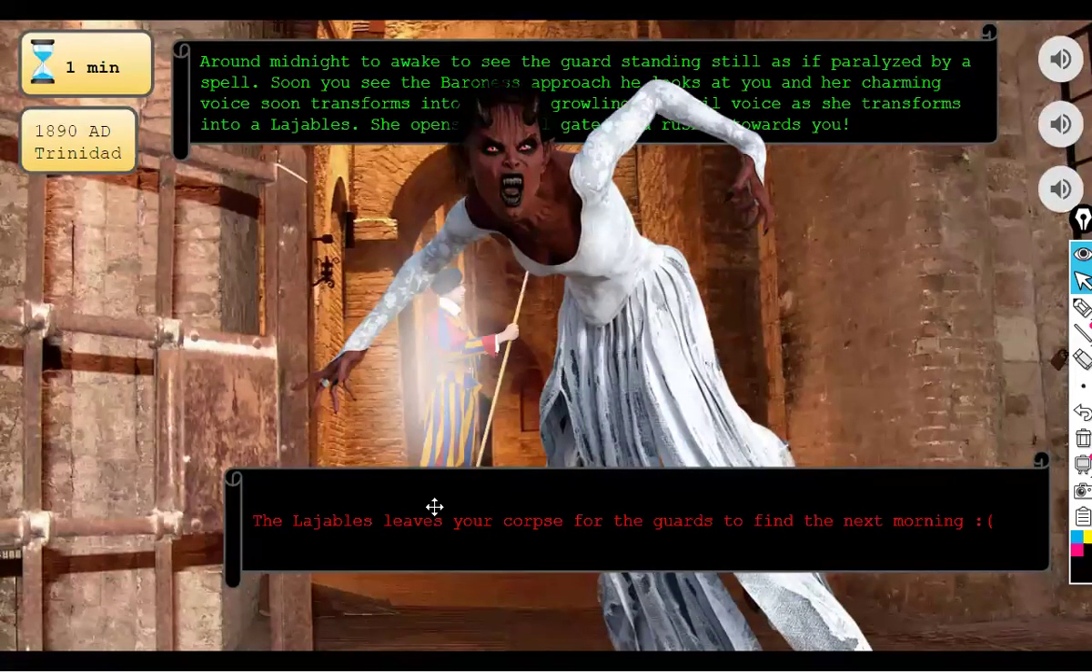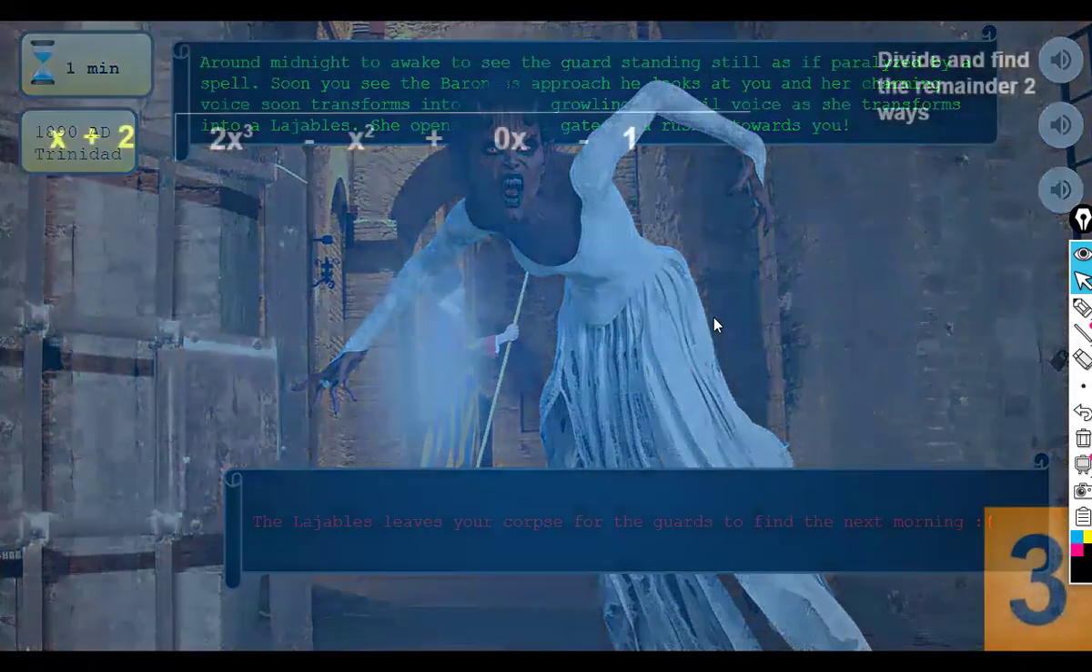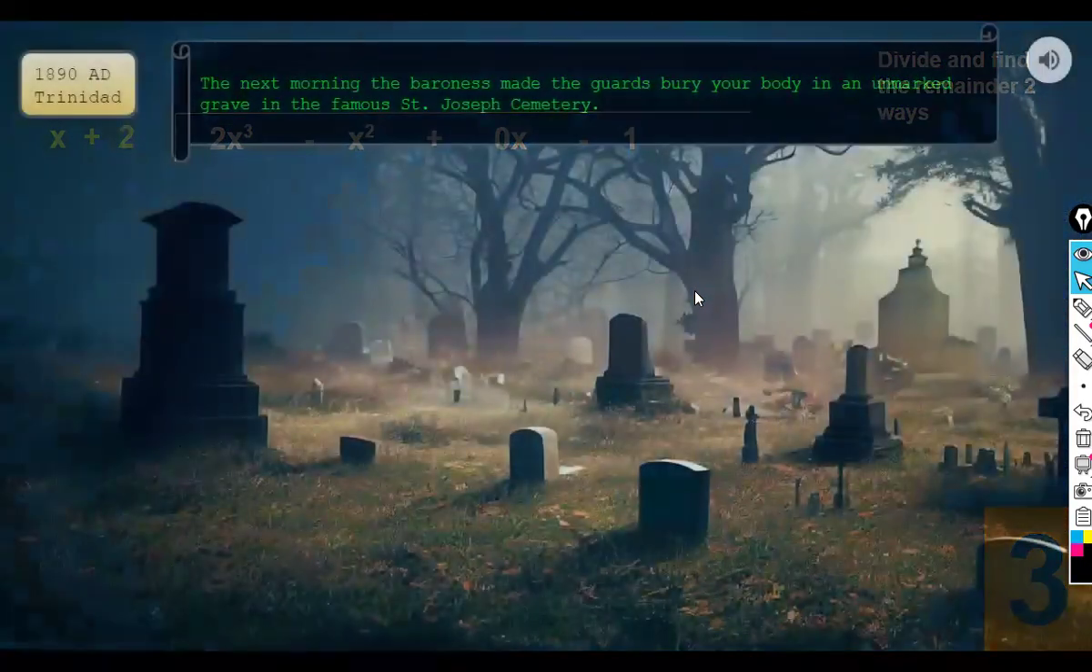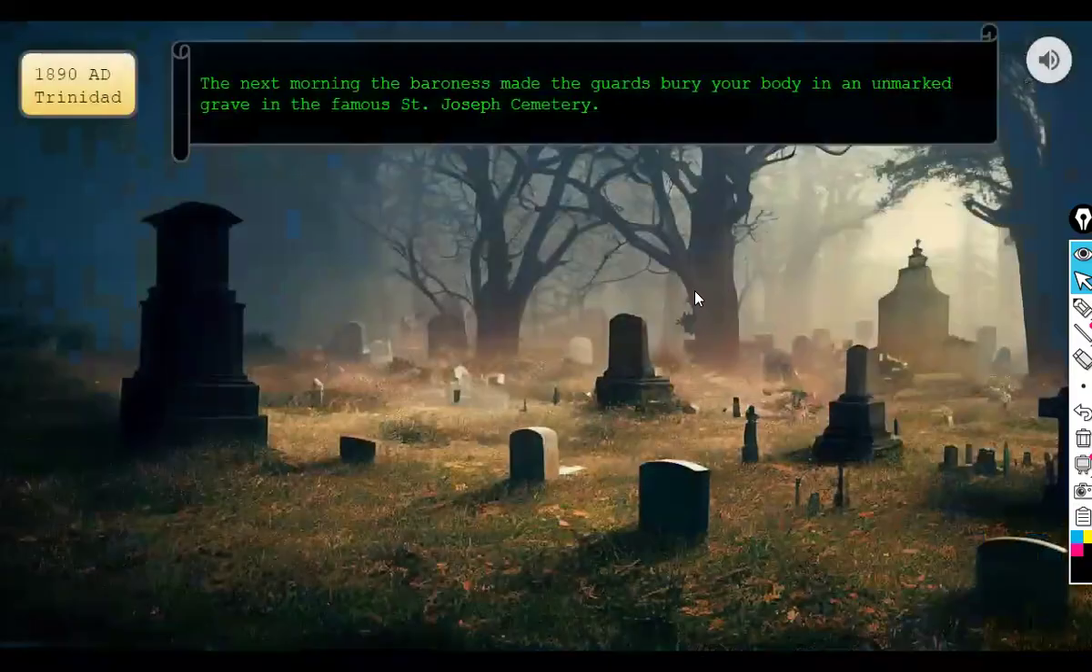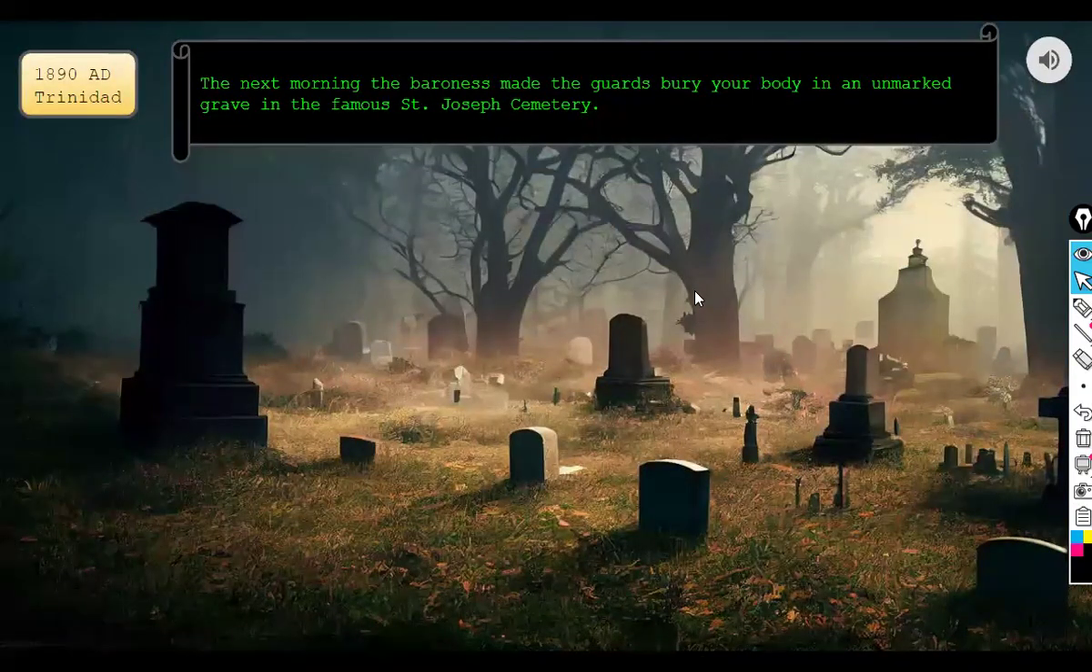Right? Unfortunately, you do not make it out of this story alive, and the unmarked grave is yours. And the next morning, the Baroness makes the guards bury your body in an unmarked grave in the famous St. Joseph Cemetery. And guys, now you know the secret of the grave.